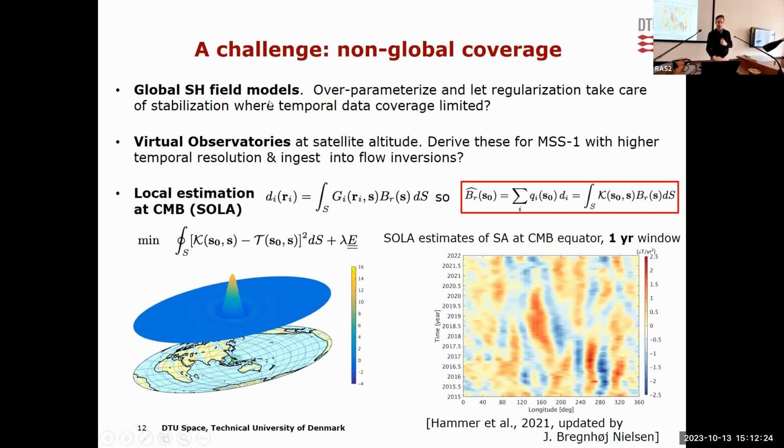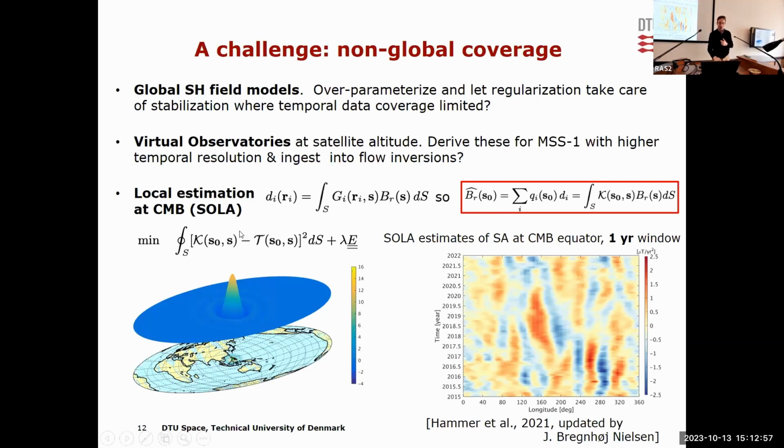The standard thing would be just to go ahead and build our usual spherical harmonic models and have temporal regularization to try to stabilize things where we don't have sufficient temporal data coverage. But if you do that and you set your regularization to control the high latitude areas, you'll also smooth out things at low latitudes, which is not what you want. So I think there's room here for some other approaches. In particular, I'll mention again the virtual observatories that Nicolas showed, and I think might be discussed later with Will Brown in the discussion area.